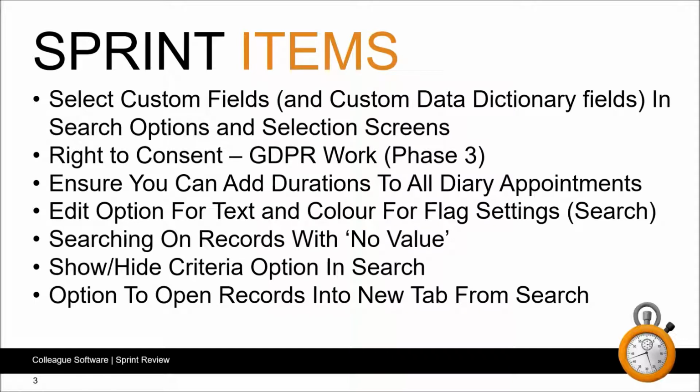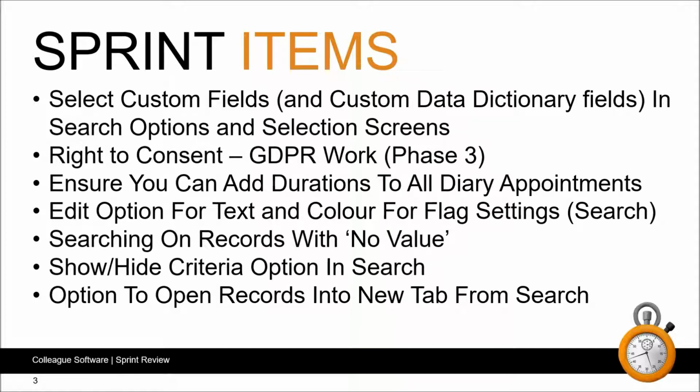Looking at the high level items and to explain further, in this sprint we've added the option to select and include custom fields and custom data dictionary fields into the search options and selection screen options. We've completed the right to consent GDPR work at an individual record level, and I'll be giving a full demonstration on that feature shortly. We've updated the diary creation process so that you can add durations to all diary appointments and have a default duration to that as well.